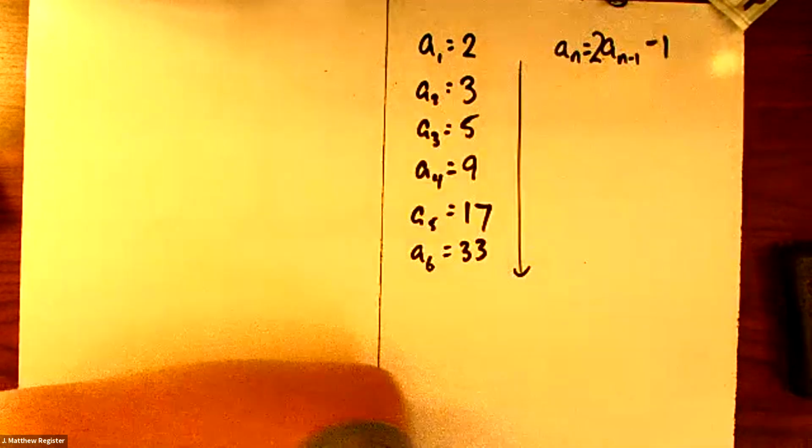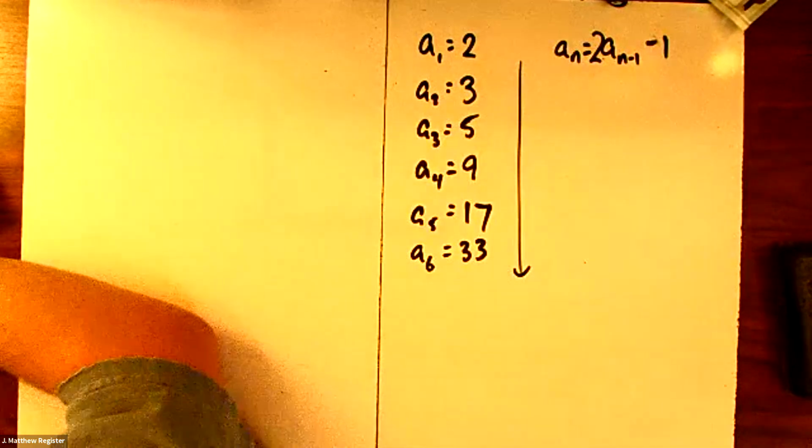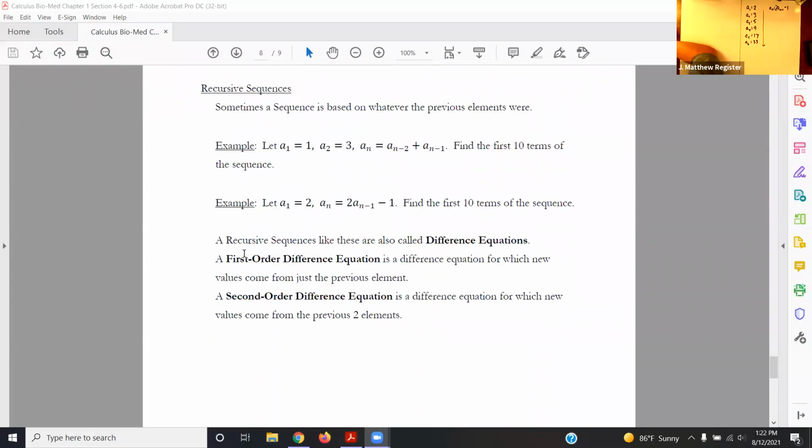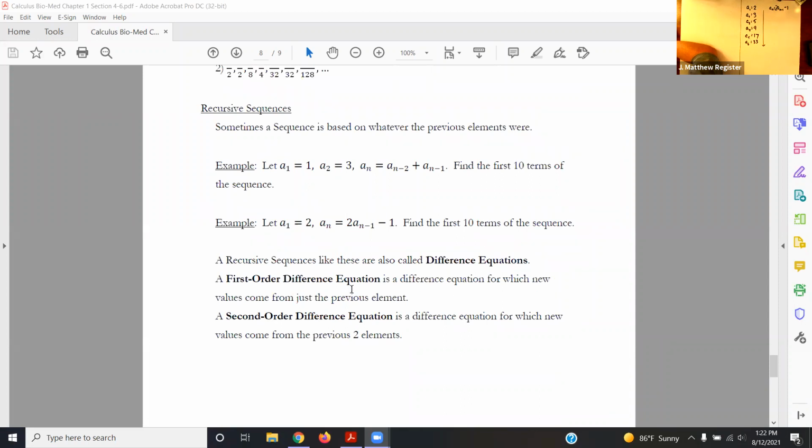And so that's what a recursive sequence is. A recursive sequence is a sequence where the next element is tied to the prior elements. Recursive sequences like these are also called difference equations. A first order difference equation is one in which new values just come from the previous element. So it'd be that second example. A second order difference equation requires two prior elements. I'm guessing you can guess what a third order difference equation and a 17th order difference equation would look like. And so hopefully you can figure that out.